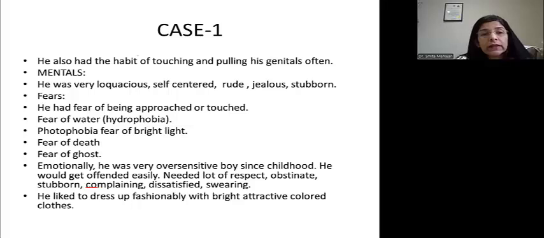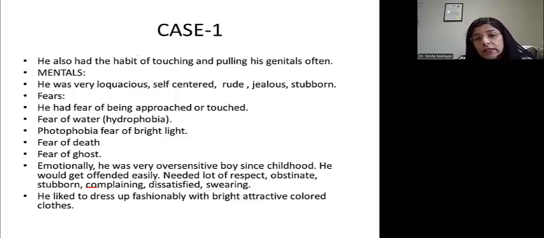And he had these typical fears: a fear of being approached or touched, as we already spoke about. He had fear of water. He had hydrophobia. He had photophobia, fear of bright light. He had fear of death. He had fear of ghost.